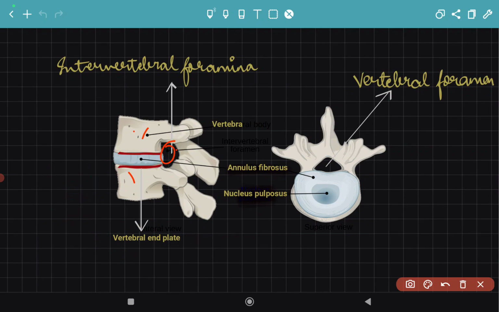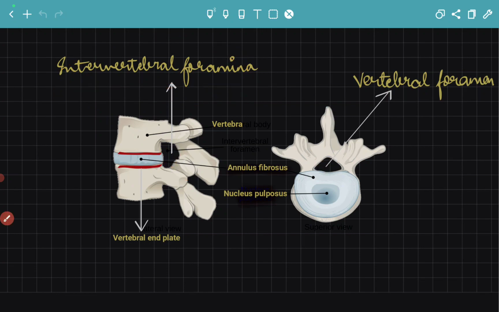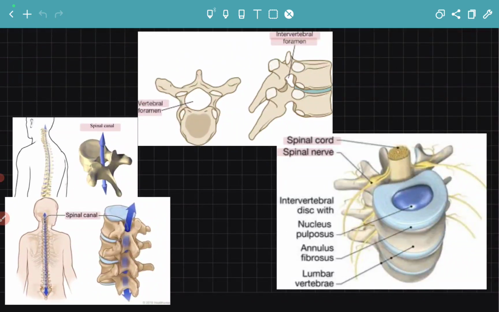So here also there is a foramen, but it is present between two vertebrae, so it is called the intervertebral foramen. Here it was the vertebral foramen, here it is the intervertebral foramen. Now, based on this, we can understand that this central part is the vertebral foramen, and here there is the intervertebral foramen.